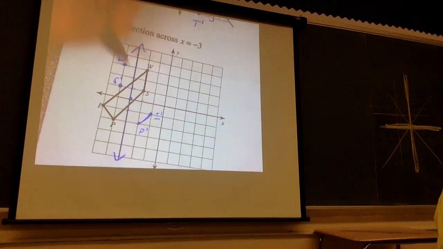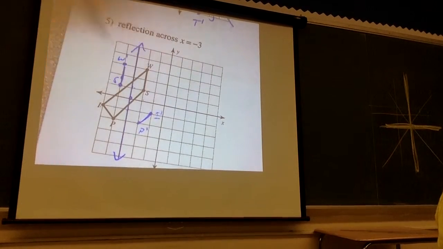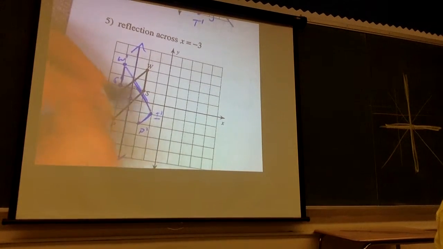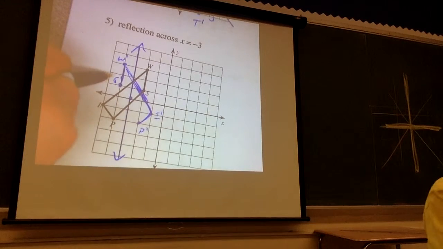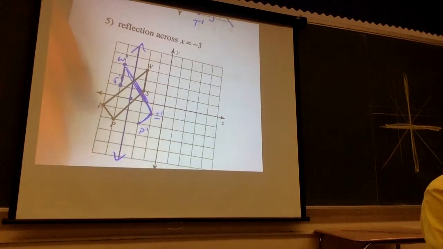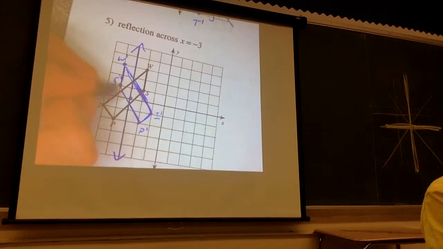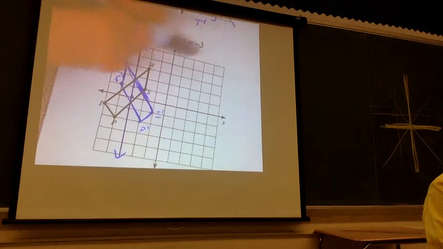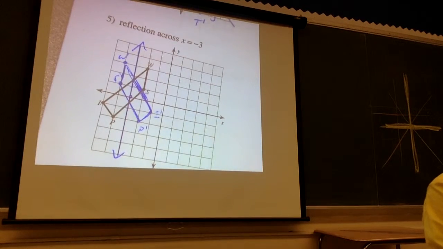P and I were connected, S and W were connected, W and I were connected, and then S and P were connected, so S prime and P prime. I'll connect. That's my reflection of WIPS over the line x equals -3.